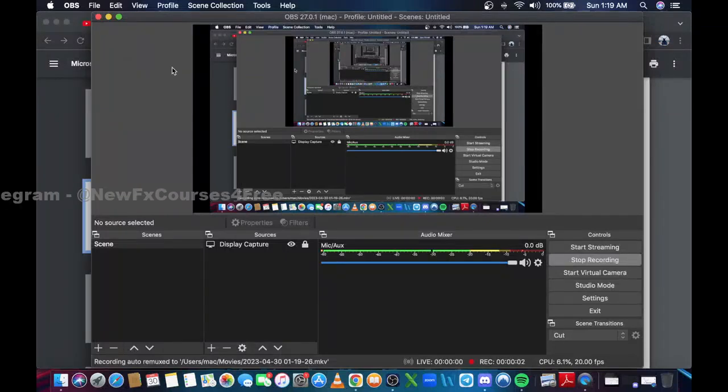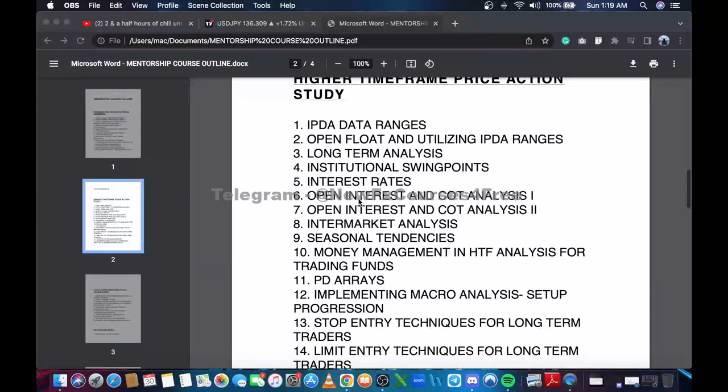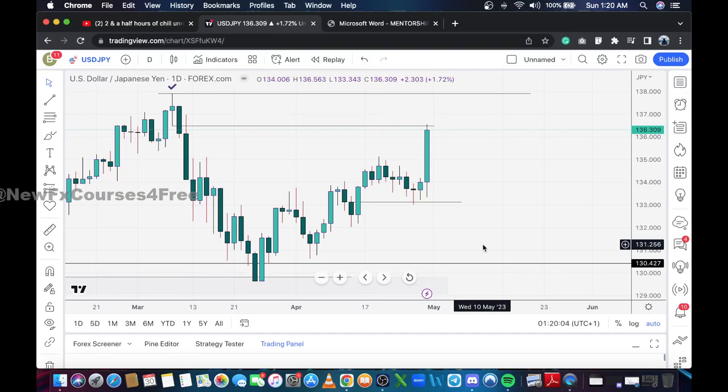Hello guys, welcome to lesson 4, and in this lesson we're going to be talking about long-term analysis, and specifically the part of long-term analysis we're going to be discussing on today's presentation is implementing macro analysis and defining open flow liquidity pools for higher time frame price action.